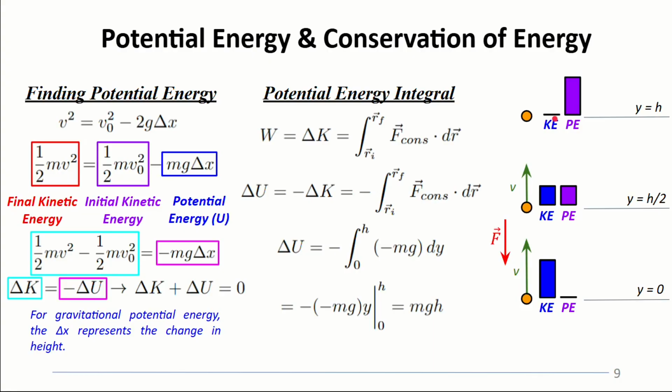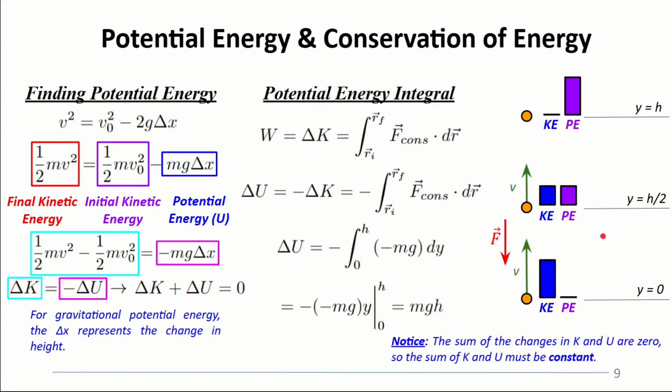And if you were to add these bars together, KE plus PE here, and then a KE plus PE here, and a KE plus PE here, you'll notice that the sum of those bars is going to be the same. And just to sum it up, the sum of the changes in K and U are indeed going to be 0, as we saw over here at this equation. And what that leads to is that the sum of K and U must be constant. And that forms the foundation for conservation of energy.